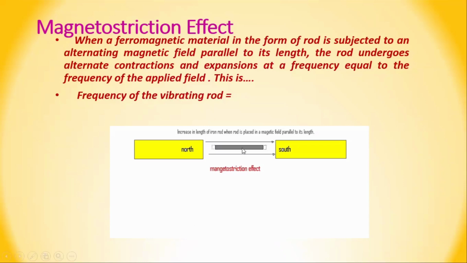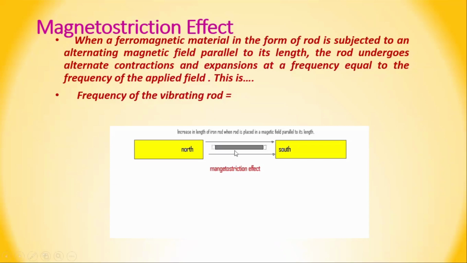When we keep this ferromagnetic material in an alternating magnetic field, the magnetic poles change, north to south, south to north. You are changing the direction of the magnetic field. So when we keep the ferromagnetic material in an alternating magnetic field, the rod starts vibrating.